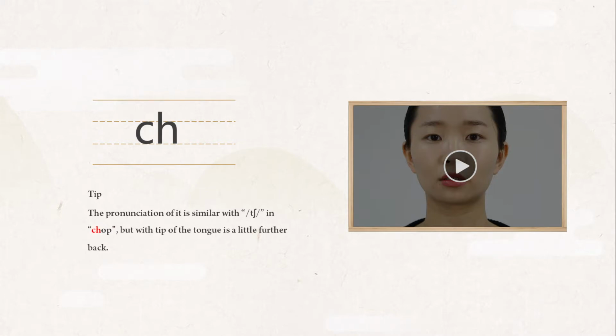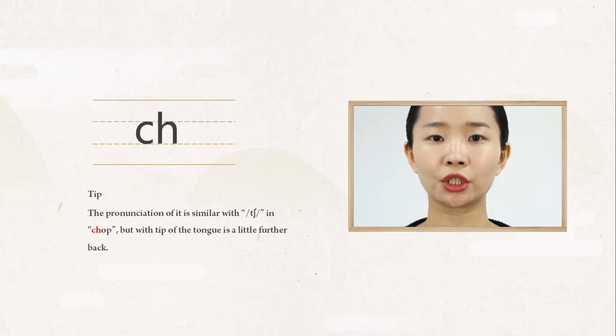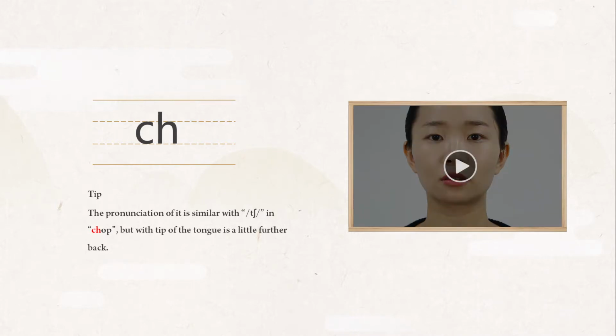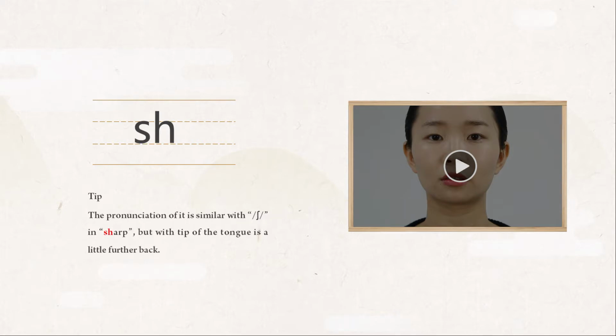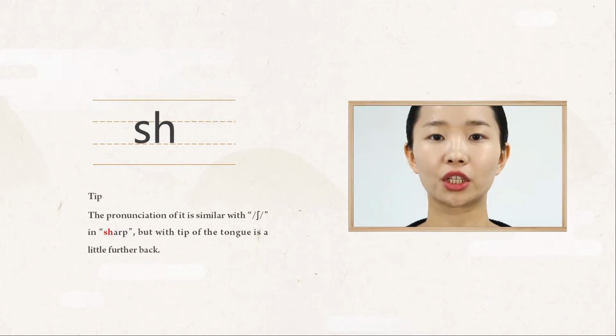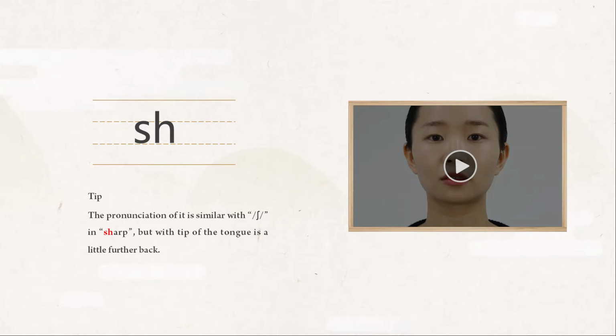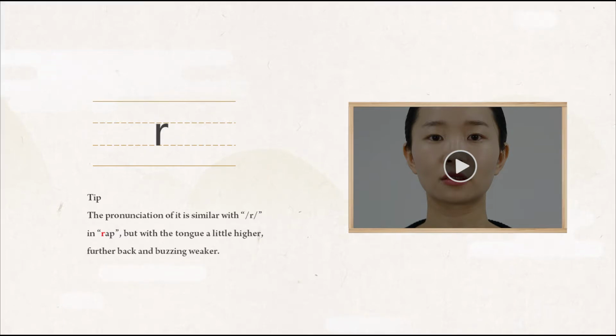Chi. chi. Here's a tip. The pronunciation of it is similar to ch in chop, but with the tip of the tongue a little further back. Shi. shi. Here's a tip. The pronunciation of it is similar to sh in sharp, but with the tip of the tongue a little further back.